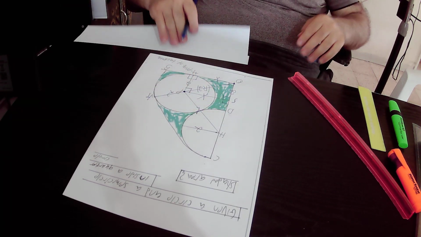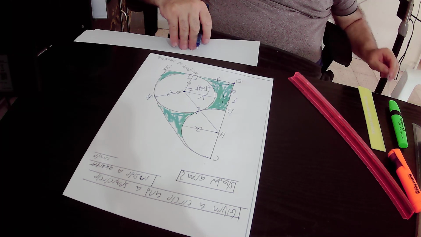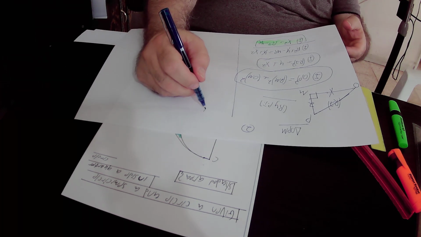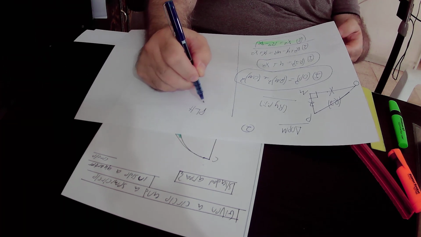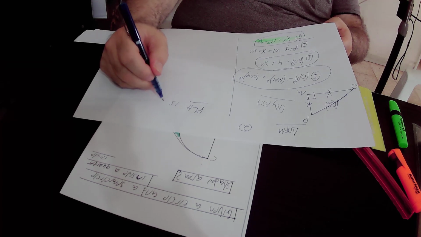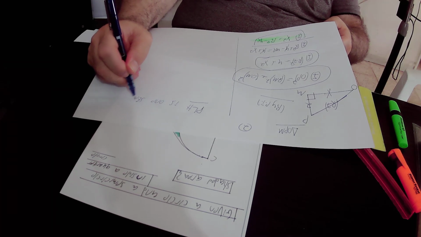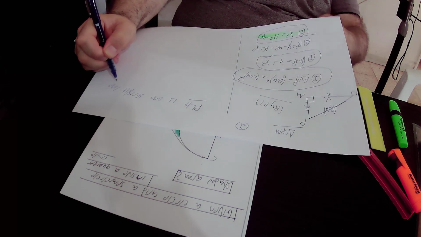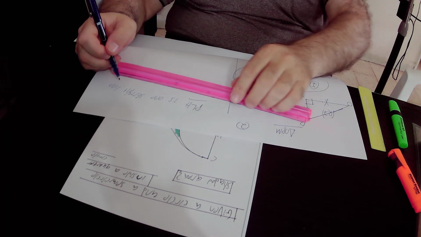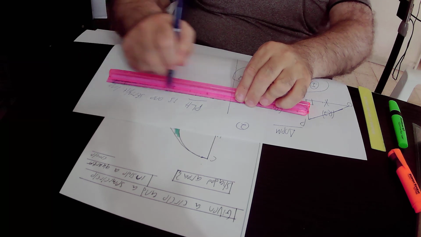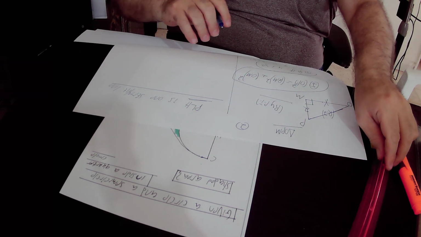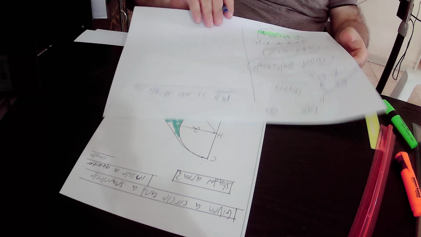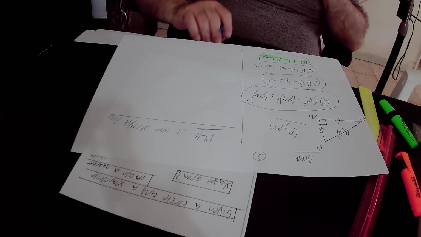I'll repeat again. According to the rule that I mentioned, line segment PLH is one straight line.